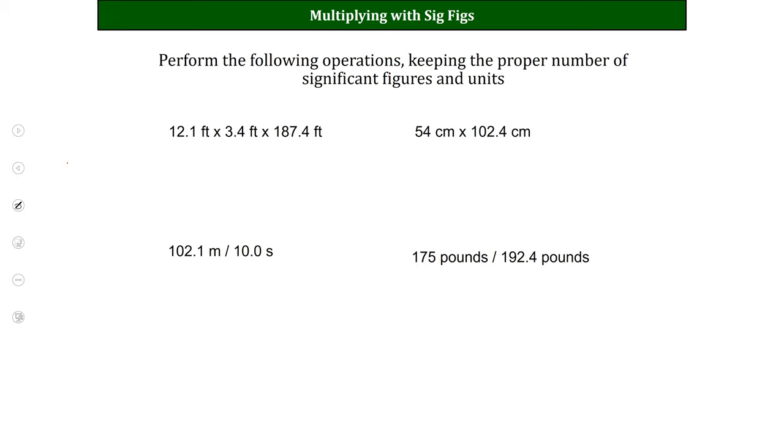All right, so let's get some calculator answers here. What is, for this first one, 12.1 times 3.4 times 187.4 feet? Got 7,709.636. What do we do with the units on this?